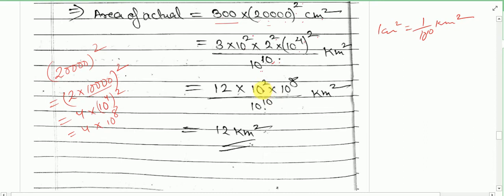Now this 3 and this 4 multiply to become 12, and 10 square into 10 to the power 8. Here the base is the same, so the powers will be added, and you'll get 10 to the power 10. That 10 to the power 10 and the 10 to the power 10 here cancel, and you are left with 12 kilometer square. So the actual area is 12 kilometer square.